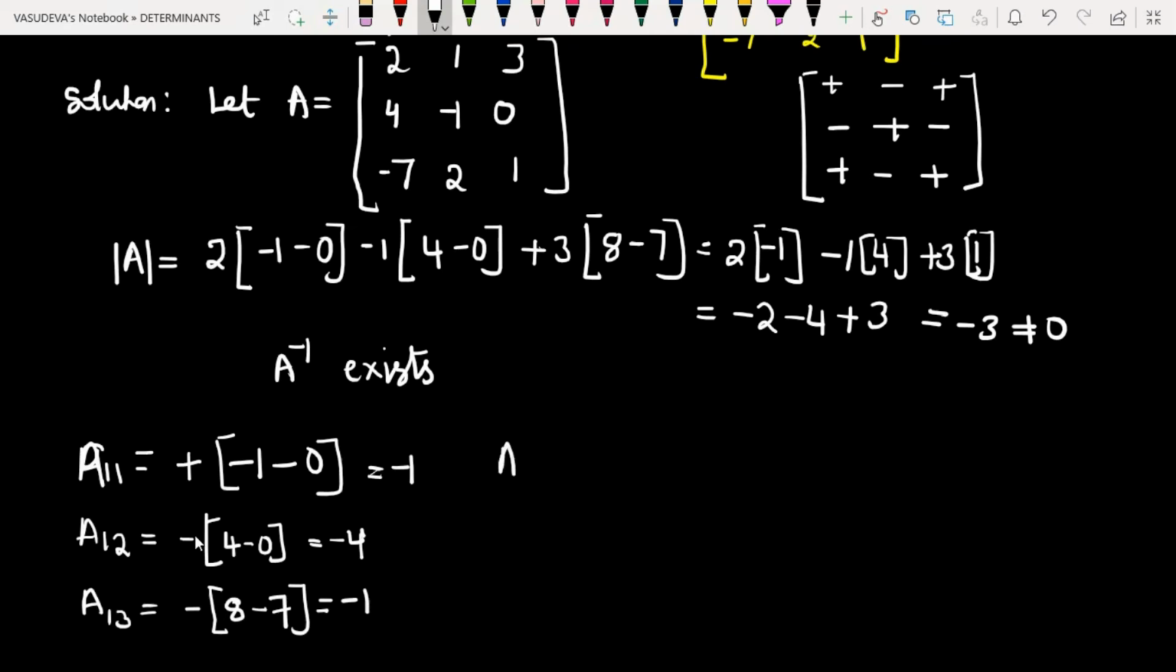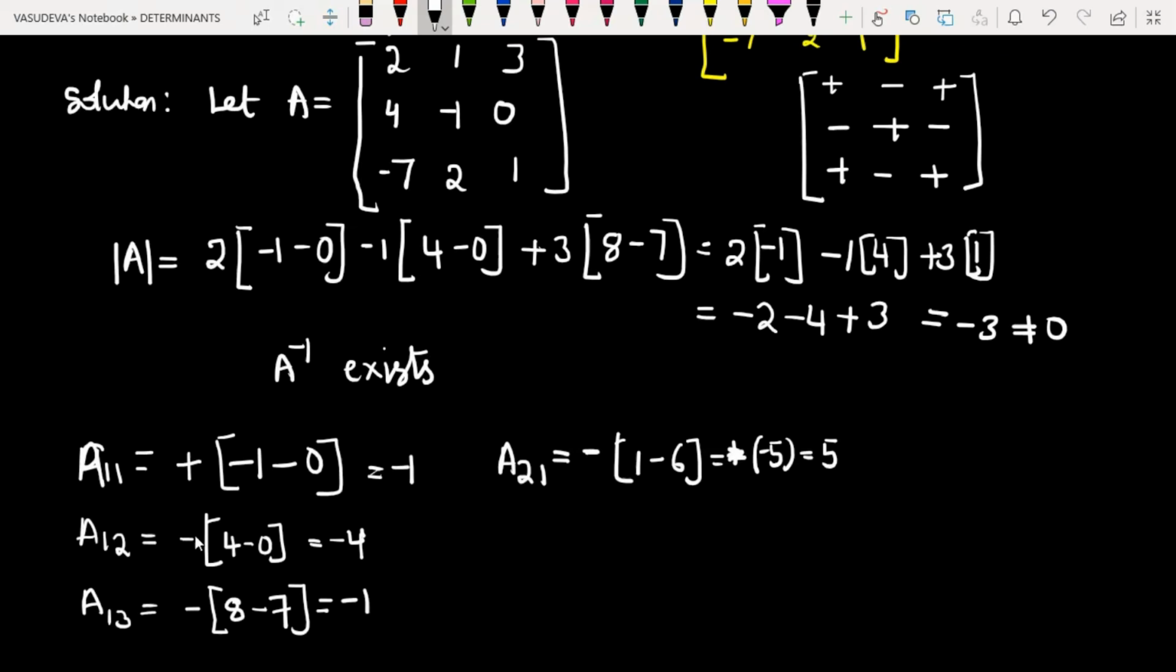Now the cofactor of the element 4, which lies in the second row and the first column. A21 is the determinant of 1 3, 2 1. Since 2 plus 1 is an odd number, the sign is minus. Therefore the determinant of 1 3, 2 1, that is 1 minus 6, is equal to 1 minus of minus 5, so it is equal to plus 5.